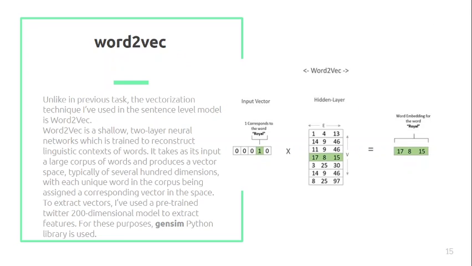For vectorization, I have used a model called Word2Vec. It's a shallow two-layer neural network which is trained to reconstruct linguistic contexts of words. It takes as its input a large corpus of words and produces a vector space, typically of several hundred dimensions, with each unique word in the corpus being assigned a corresponding vector in the space. To extract vectors, I've used a pre-trained Twitter 200-dimensional model to extract features, and for these purposes I've used the GenSim Python library.